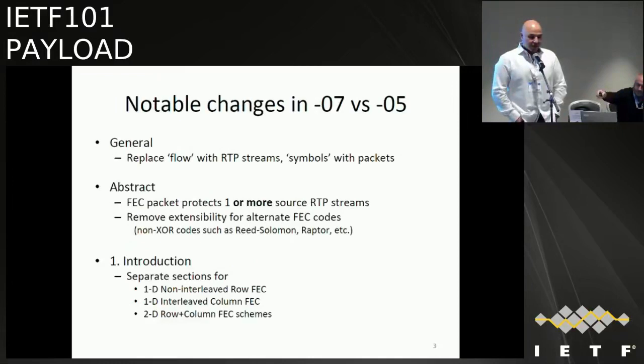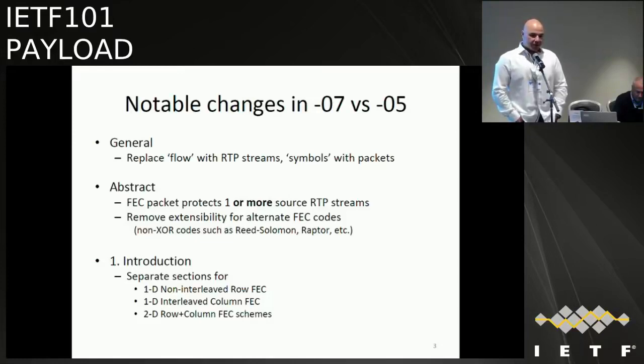So, a summary of what's changed. There's a lot of general nomenclature that was imported from RFC 6363 before, and it doesn't really gel well with the RTP-based mechanisms that we're describing here. So we basically replaced all of the generic words, flow and symbol and things like that, from 6363, which is not just RTP. It applies to a lot of other transports and application-level protocols. So we replaced those with RTP-centric terms from the taxonomy.